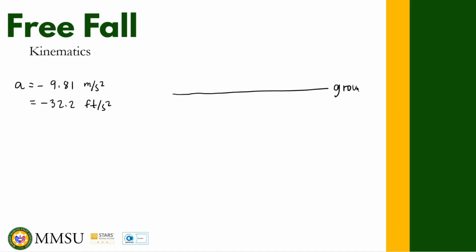Okay, this is our ground. At the ground, let us all agree that this will be our y equals 0. Ibig sabihin, that is our datum. Okay? Datum. That is our point of 0 position. When an object is above the ground, we have a positive position. But when the object is below the ground, we have a negative position.